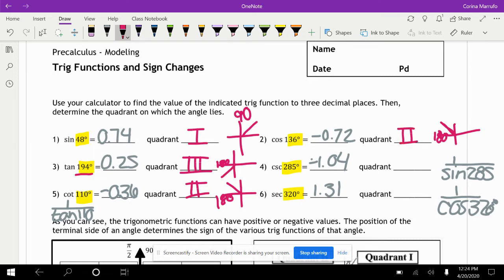And then we have cosecant, and so I ran out of space. There's my graph, 285. This is 270 down here. So 285 would land here in the 4th quadrant. And then lastly, secant of 320 degrees. Since over here is 360, and this is 270, and 320 lands in between 270 and 360, that would also be in the fourth quadrant.